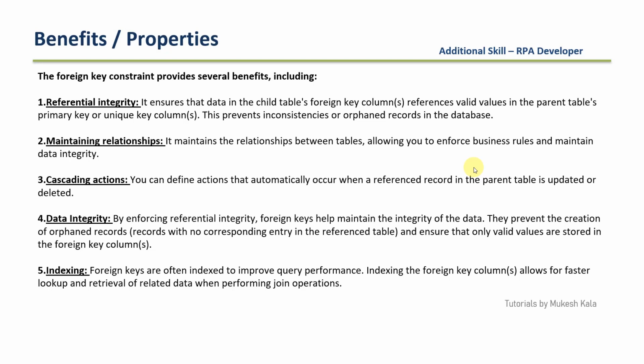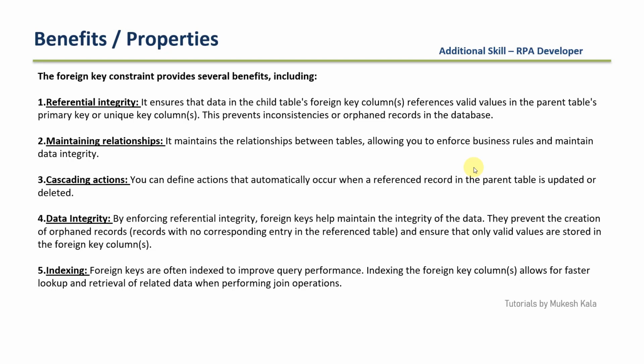The second thing, maintaining relationship. It maintains the relationship between the two tables, allowing the business to enforce the rule and maintain the data integrity. You might have different sets of business rules, like you cannot have students without a roll number, you cannot have a class teacher without a class, right? Any kind of business rule exception can be created between two tables by using the foreign keys.